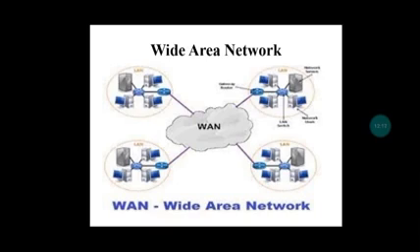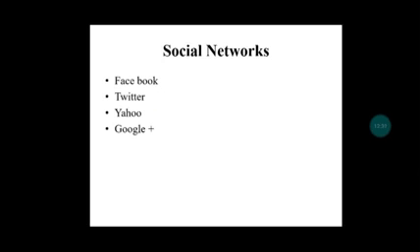This is a simple architecture of the wide area network. Several LAN or WAN networks are interconnected through the WAN to transmit data between wide area networks. The social networks we have are Facebook, Twitter, Yahoo, and Google.